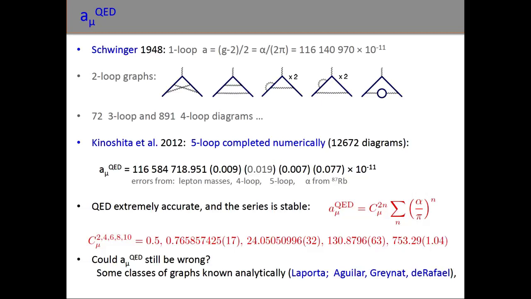And the biggest error here by far is actually the input for the alpha, which for that number was used from the rubidium measurements. But in total, that thing is fantastically accurate. And if you're looking at the structure of the power series in alpha over pi, and then look at the coefficients, then yes, you see that there is a growth of the coefficients as somewhat expected from the factorial growth of the number of diagrams involved in this amplitude. But it's by far not beating the suppression of a fine structure constant divided by pi to the power n.